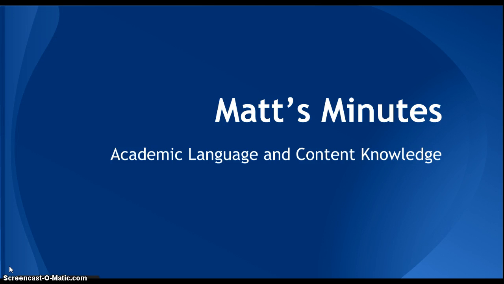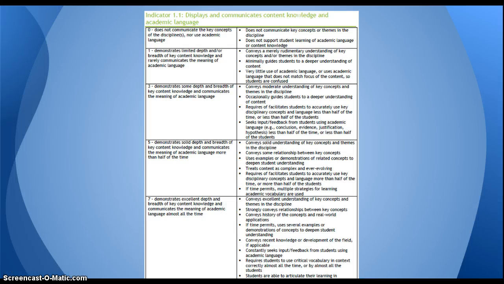Today we're going to be focusing on academic language and content knowledge. As you can see in our Indicator 1.1 rubric, it discusses the amount of students that are using the language or the amount of time, and it also discusses the level of depth and breadth of the key content knowledge and academic language in the conversations.